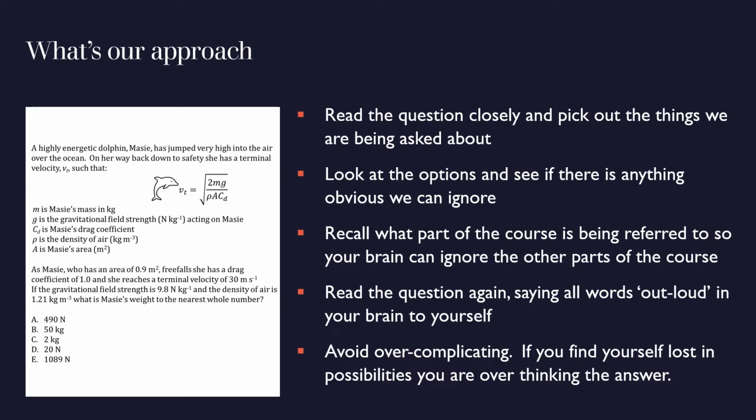So we need to look at the options and see if there's anything obvious we can ignore. Well, we're being asked for Maisie's weight to the whole number. And what do we know about the units of weight? Well, we know mass and weight are different things. We know that mass is often measured in kilograms. Weight is more likely to be measured in newtons. And therefore we can ignore options B and C because they're presented in kilograms, which would be a mass, not a weight.